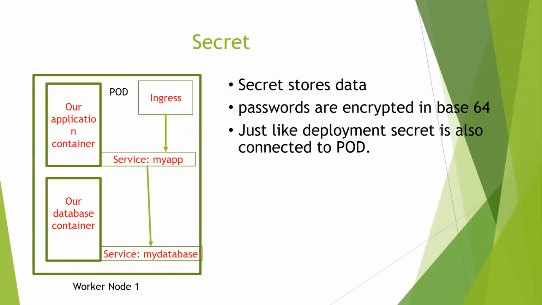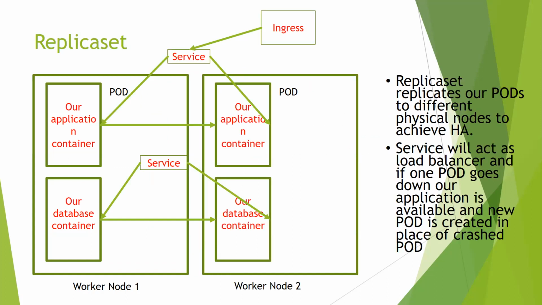Okay. What I was telling you in the secret, we define the base64 encoded username passwords, and we call that file in our config map. Okay, what is a replica set?